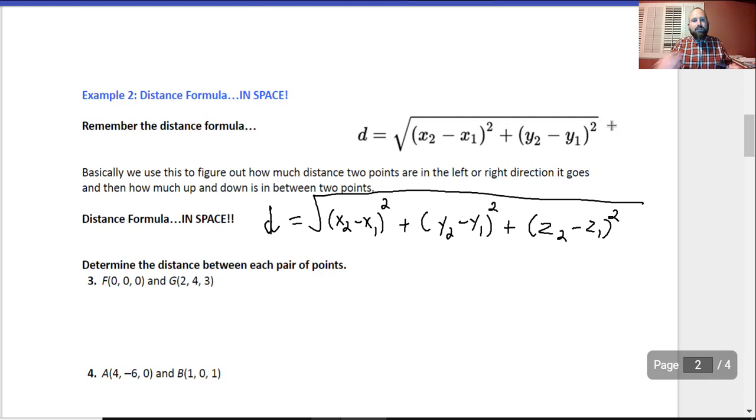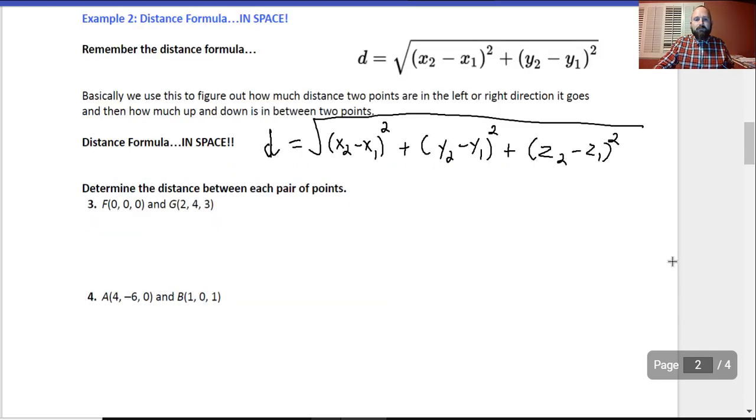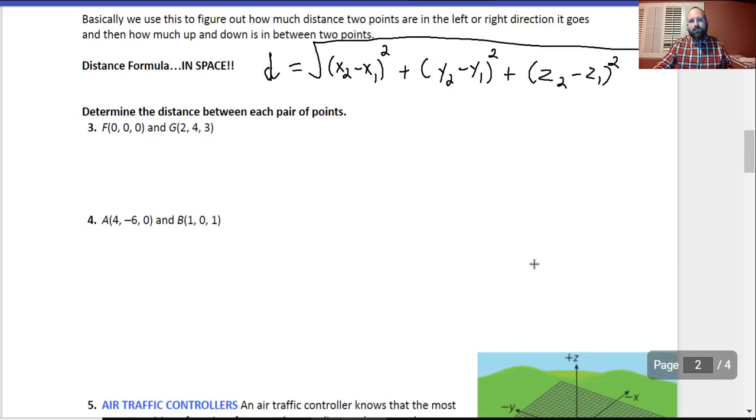So now we have to determine the distance between each pair of points. So why don't I let you do number 3, and I'm going to do number 4. Well, I'll do both for you. Let's do 3 and then 4.